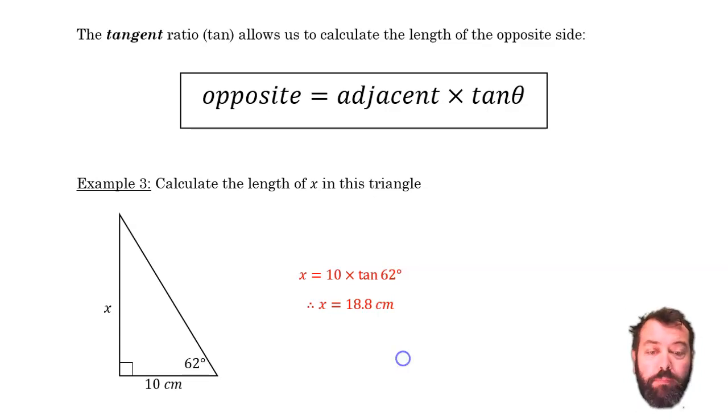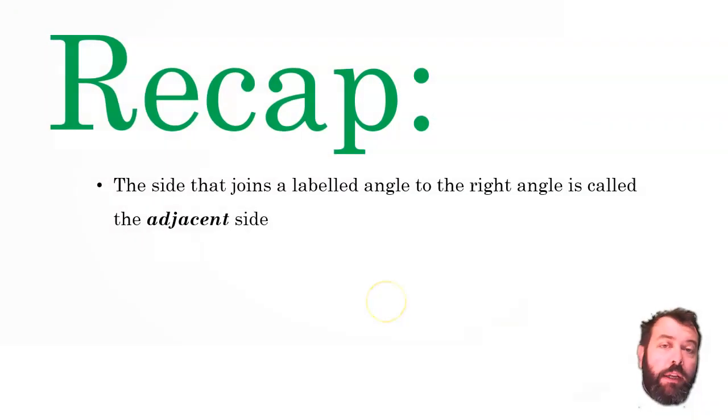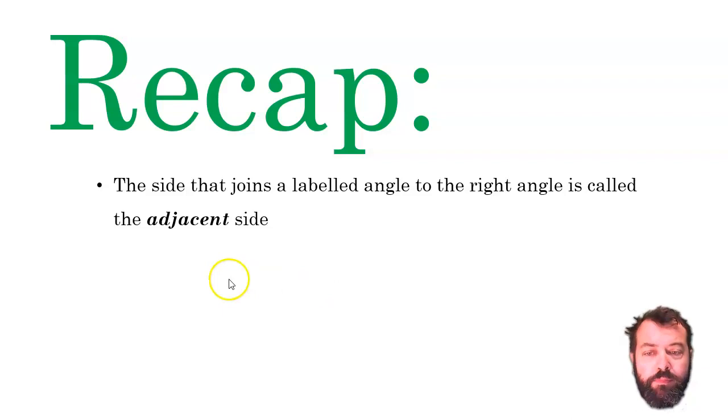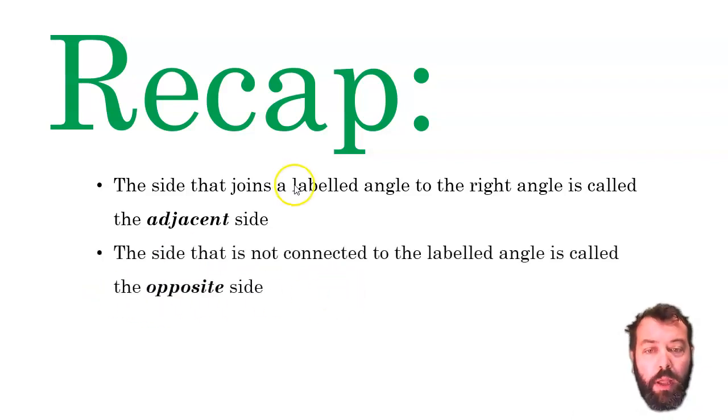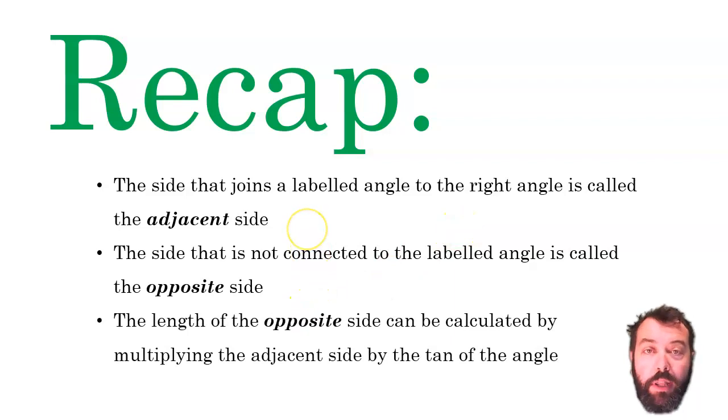Well, that's it for today. So we recognized the opposite and adjacent sides of a right angle triangle. We identified those. And we remember the adjacent side is the side that connects the labelled angle to the right angle. The opposite side is the side that's not connected to the labelled angle at all. And we calculate the length of the opposite side by multiplying the adjacent side by the tan of the angle.